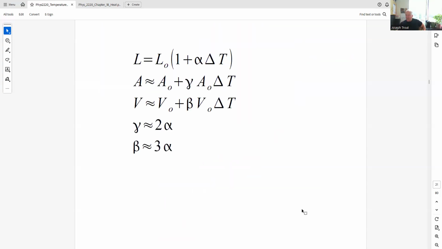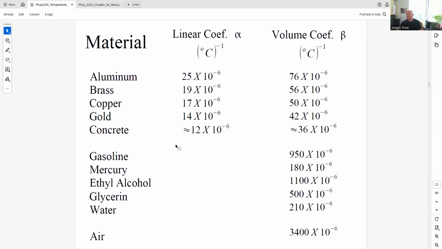And finally, if we have a volume, it expands, and the equation looks relatively similar. So we have the original volume plus beta, which we look up in a table. It depends on the material, times the initial volume times delta T. So we find that gamma is about 2 alpha and beta is about 3 alpha.